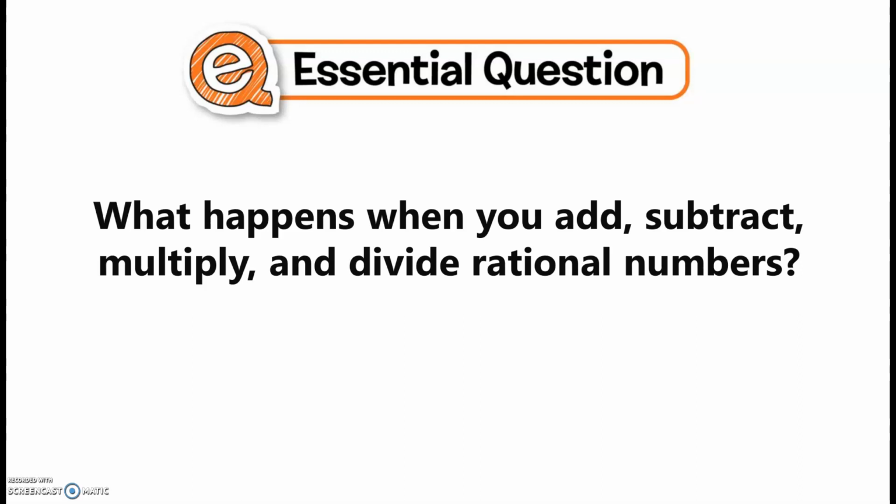Good morning. We are starting on Chapter 3 today. So our essential question for Chapter 3 is what happens when you add, subtract, multiply, and divide rational numbers? So now we're kind of onto this new part of rational numbers. So we used to talk about integers. Integers were whole numbers. Rational numbers is the other side of that.